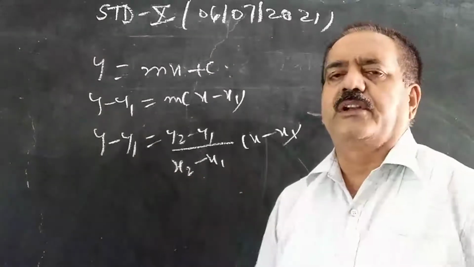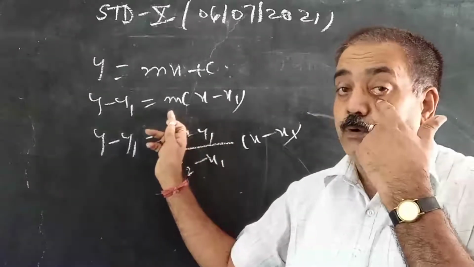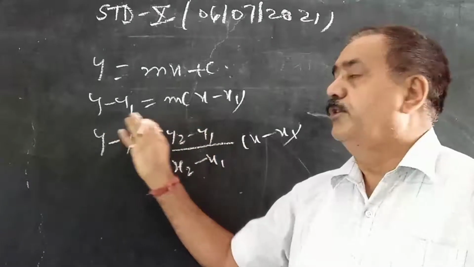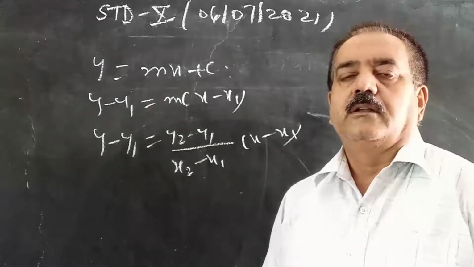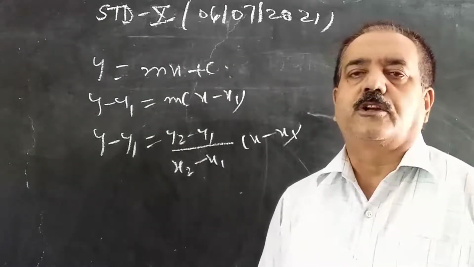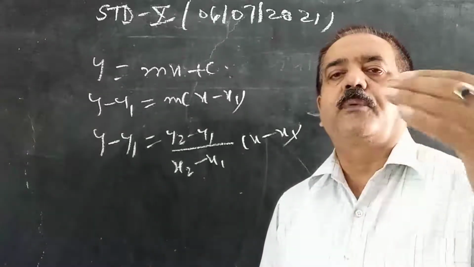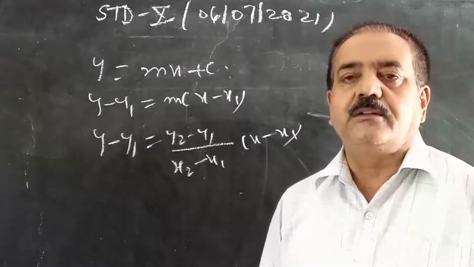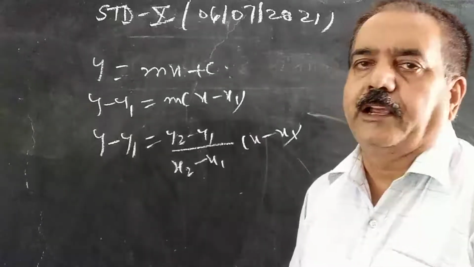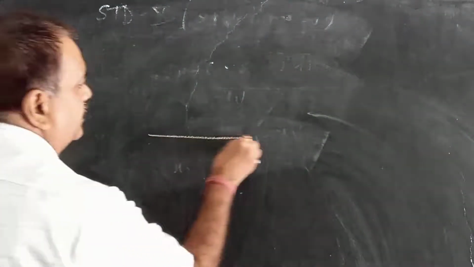But generally when two coordinates or two points are given, we use the third form. When one slope and one point or coordinate are given, we use the second form. And when slope and y-intercept are given, we use the first form to find the equation of a straight line. Also, when a straight line is given and we have to find the slope and y-intercept, we compare that equation with y equal to mx plus c, and then we find the slope and y-intercept of the given equation.